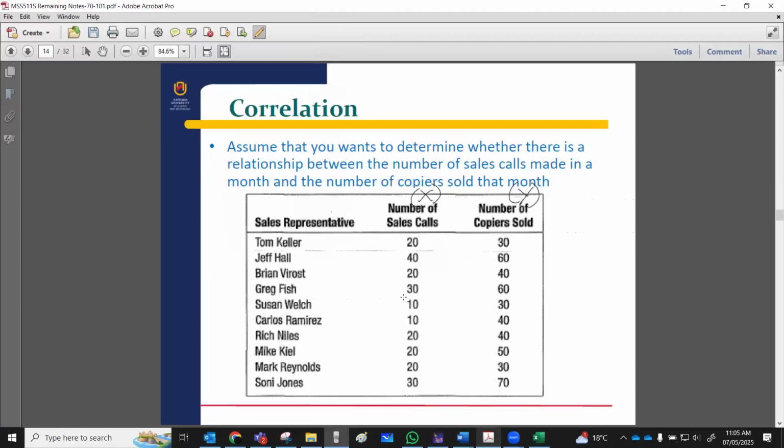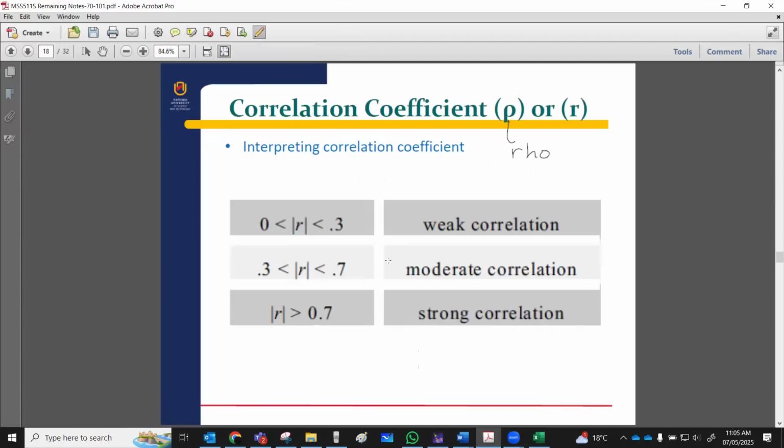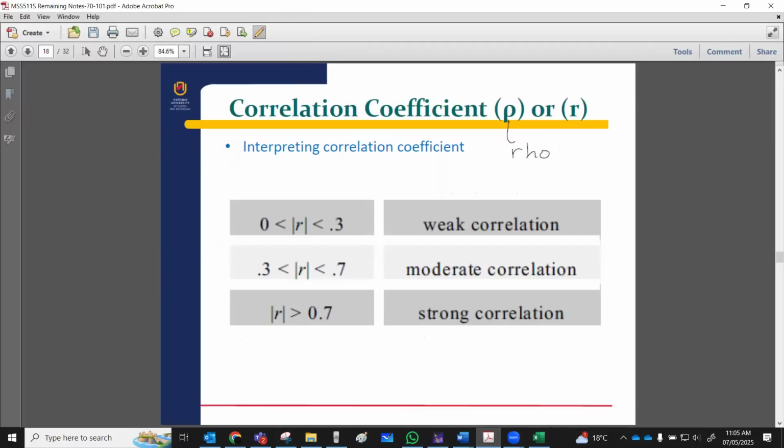And then we can always go back. Our correlation coefficient is 0.7. What does that mean? So we look at our values over here. Our correlation coefficient, the absolute value, is equal to 0.759, which is greater than 0.7. And how do we interpret that? What does that mean? It means that we have a strong positive correlation.